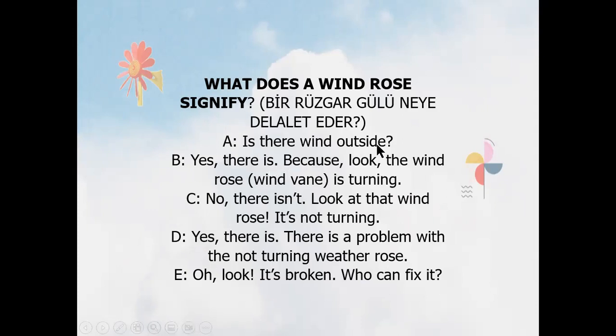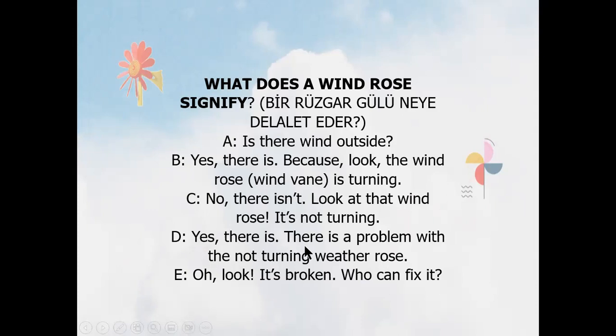Is there wind outside? Yes, there is, because look, the wind vane is turning. If it is turning, it signifies that there is wind. No, there isn't. Look at that windrose, wind vane. It's not turning.